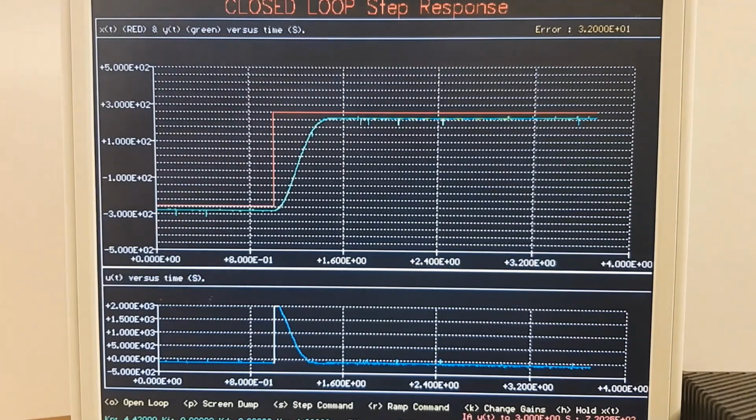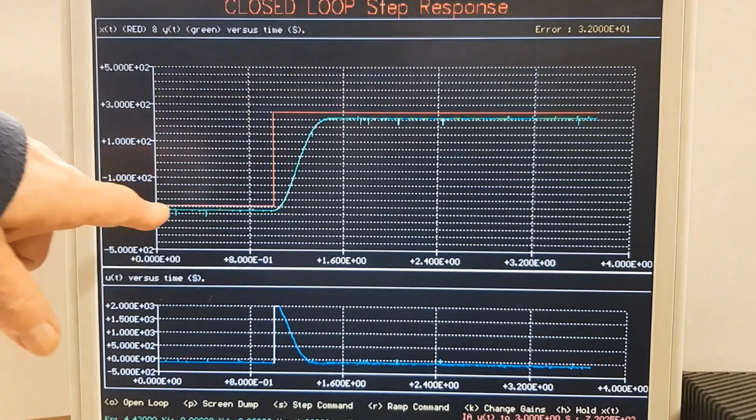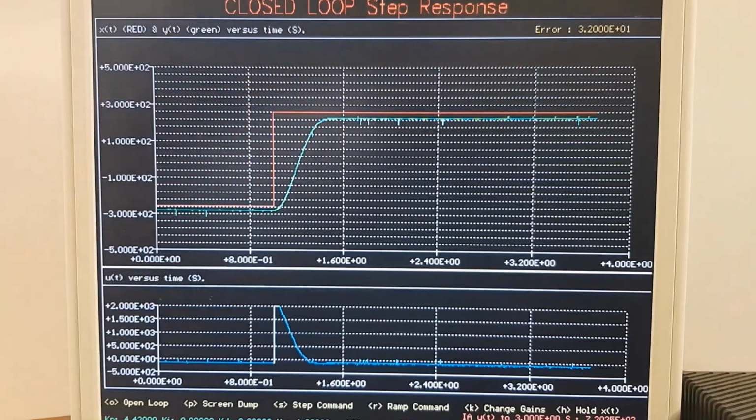This is due to an offset in the signal conditioning unit that's measuring the tachometer. So unfortunately my experiment isn't perfect here. But the green line and the red line should be on top of each other if it was working correctly.